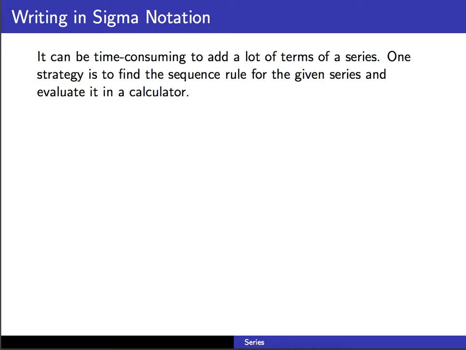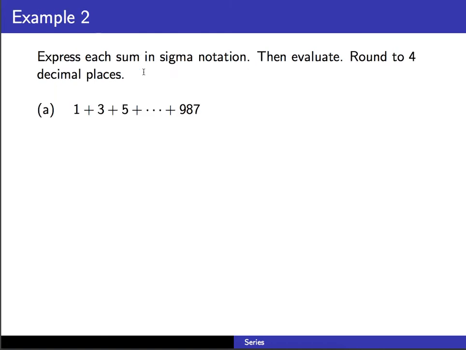So, one strategy is to find a sequence rule for a given series and then evaluate it using a calculator. Most graphing calculators have the ability to find a series that you type into it. So, example 2, express each as a sum in sigma notation and then evaluate and round to 4 decimal places when necessary.